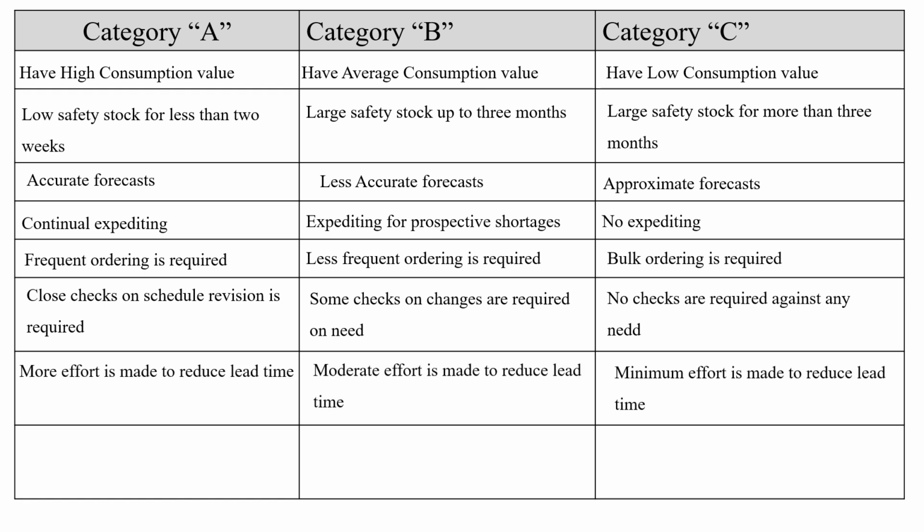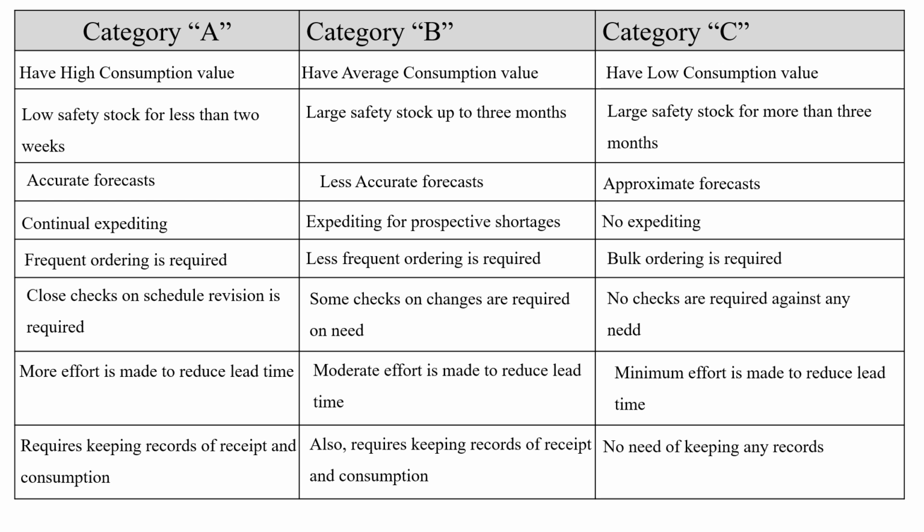Next, in category A, more effort is made to reduce the lead time, because we are maintaining very low order quantities and ordering very few items only. In category B, some moderate effort is made to reduce the lead time. In category C, minimum effort is made to reduce the lead time. So there is no need to bother about lead time for category C items, because we have to maintain a huge level of inventories.